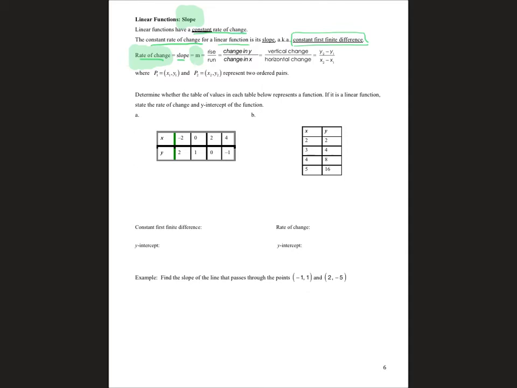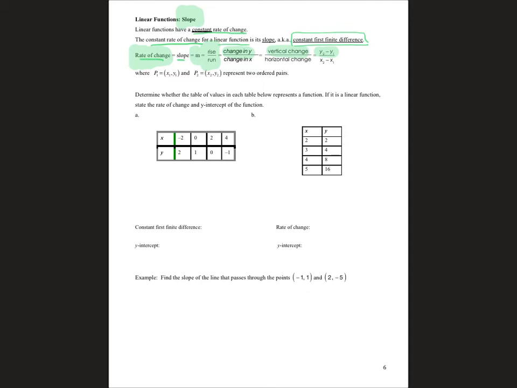Now, what does it represent? It represents the rise over the run. How much are you rising? How much are you changing vertically? Change is difference. So if I have 2 y values and I look at the difference, I see the change in the y values, the change in my range values.